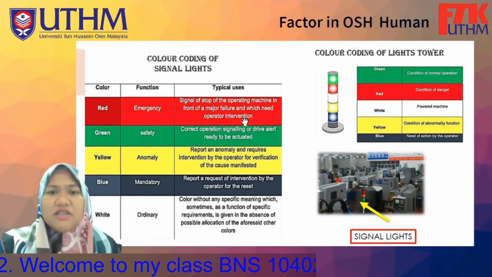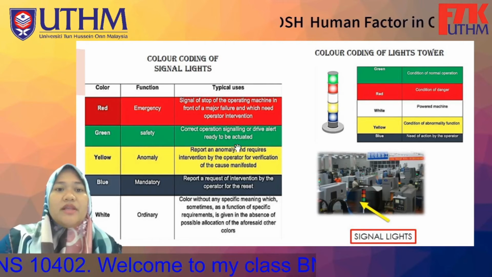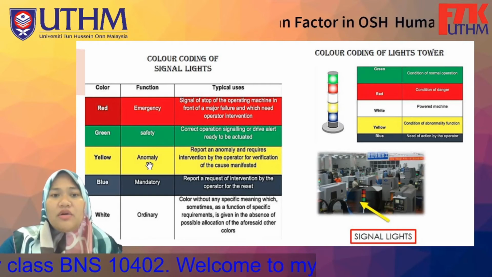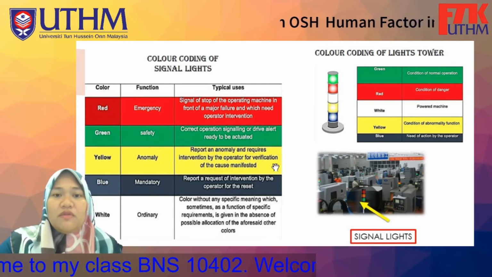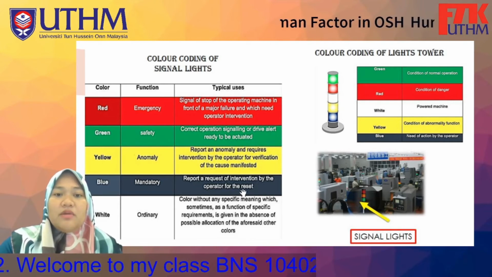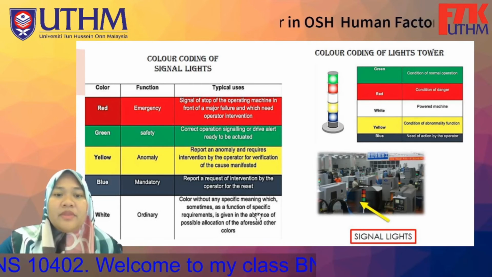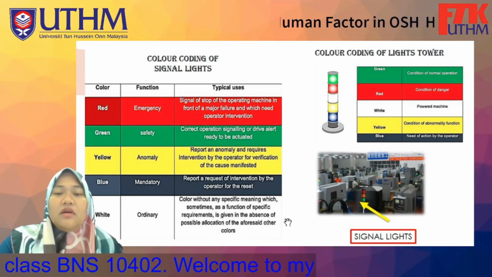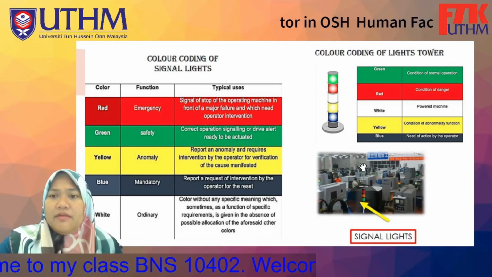if they have a major failure or need operator intervention. Green usually is a correct operation signal. It is safe. Yellow is an anomaly; it will report an anomaly and requires intervention by the operator for verification of the cause manifest. Blue requires intervention by the operator for the reset. And white is usually a color without any specific meaning, sometimes given as a function of specific requirement. Sometimes this white is for power machine.